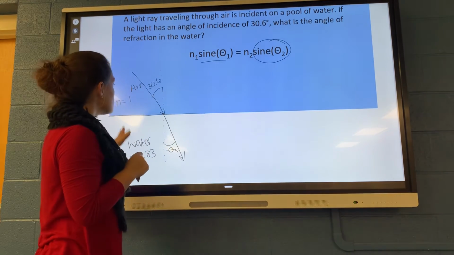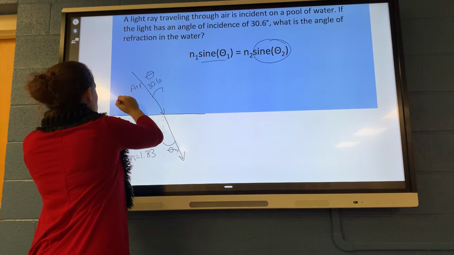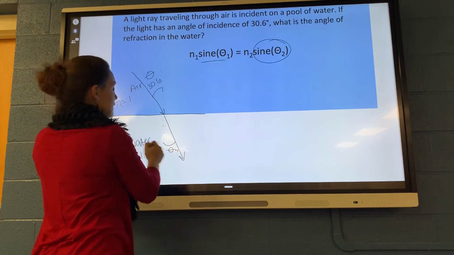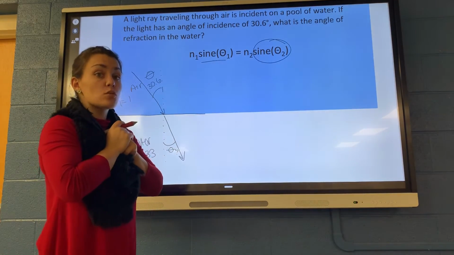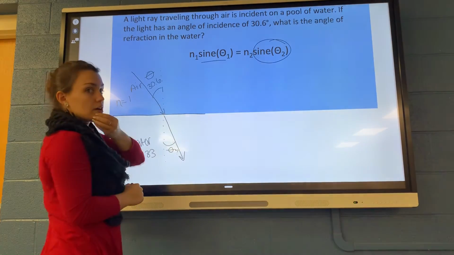All right, so now I have all the information. I have angle 1, I have N1 and N2, and I'm trying to find angle 2. So we're just going to plug it in. Everything on this side goes together and everything on this side goes together.